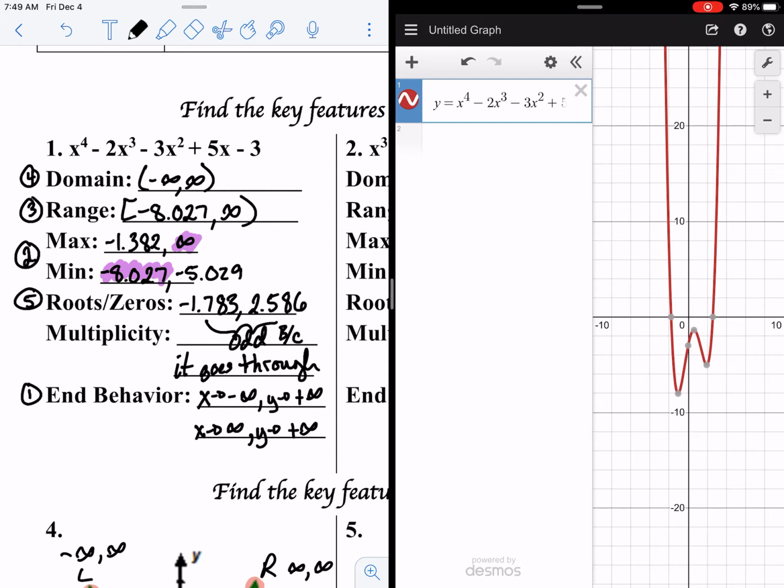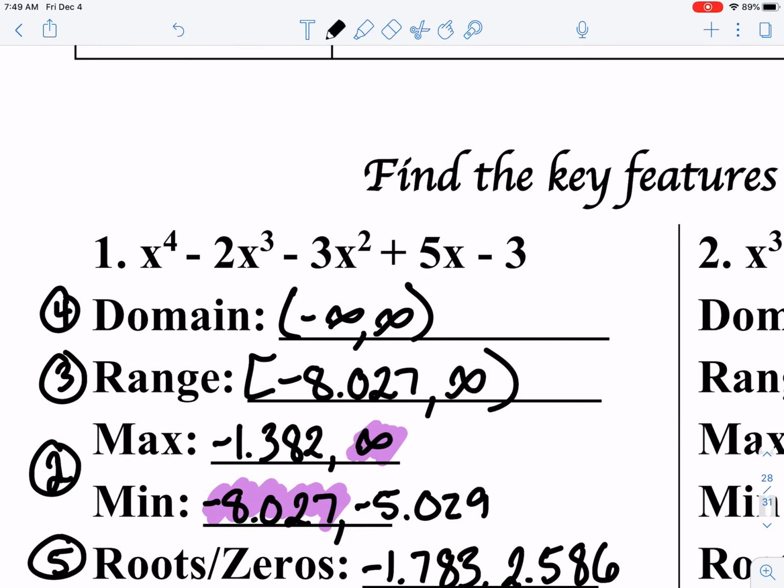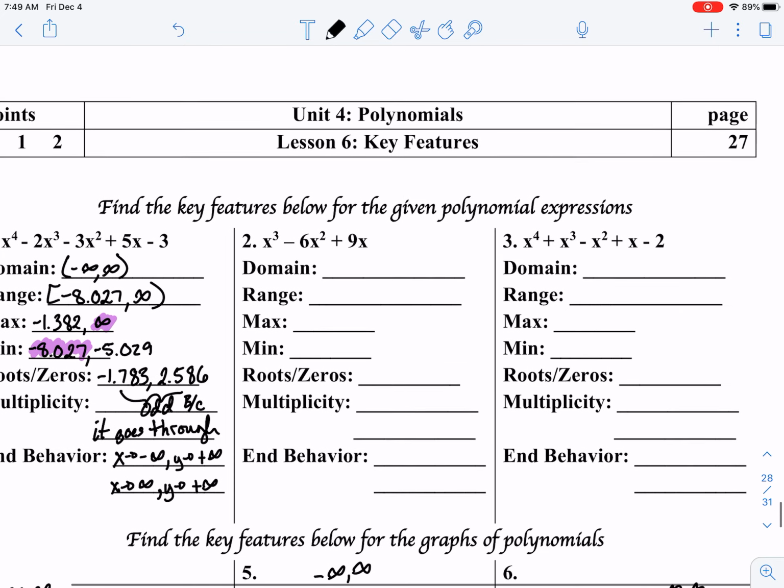So again, quick recap, just take your polynomial, put it in Desmos, get your graph. Once you get your graph, just run through here and do the key features in most confidence to least confidence. As far as these other two examples, I'm going to let y'all do those for classwork today.